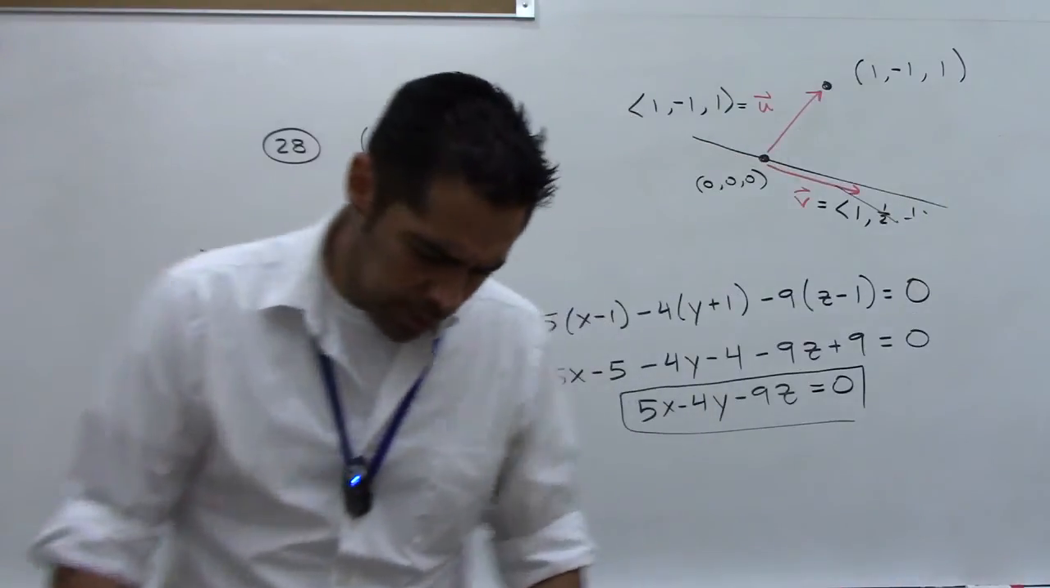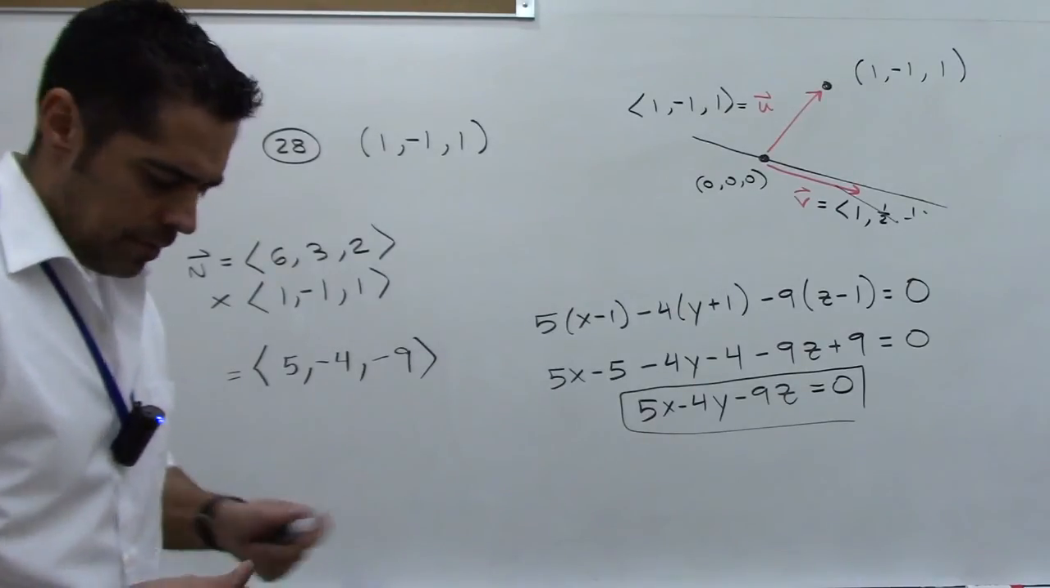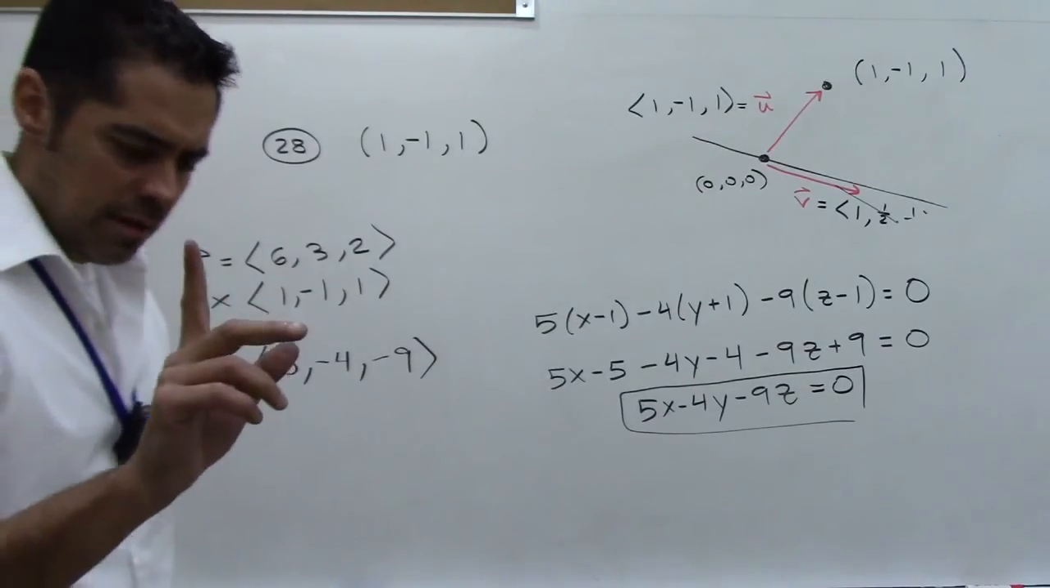And this was number 28, so yay, I did my arithmetic right. Okay, so that's number 28. Time out. Give me a second.